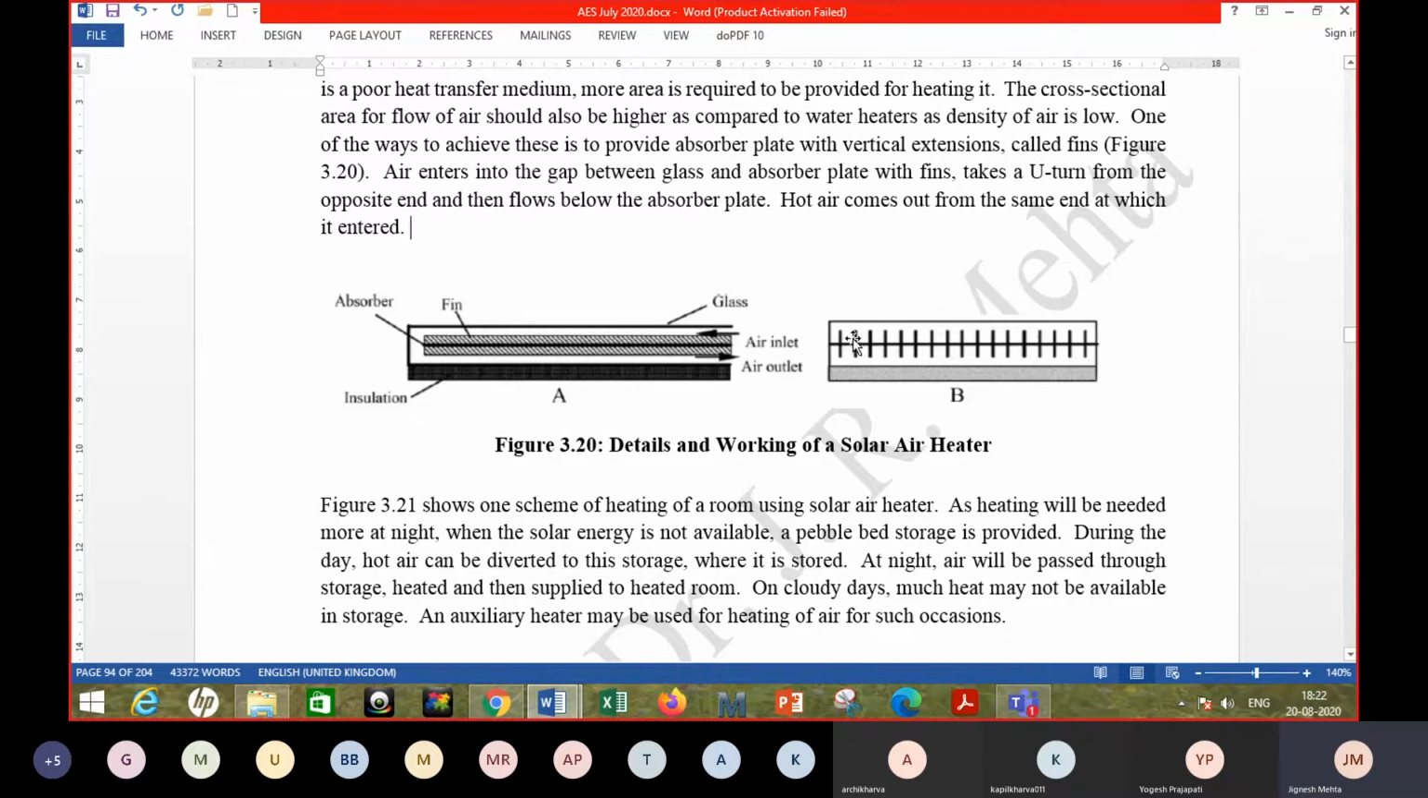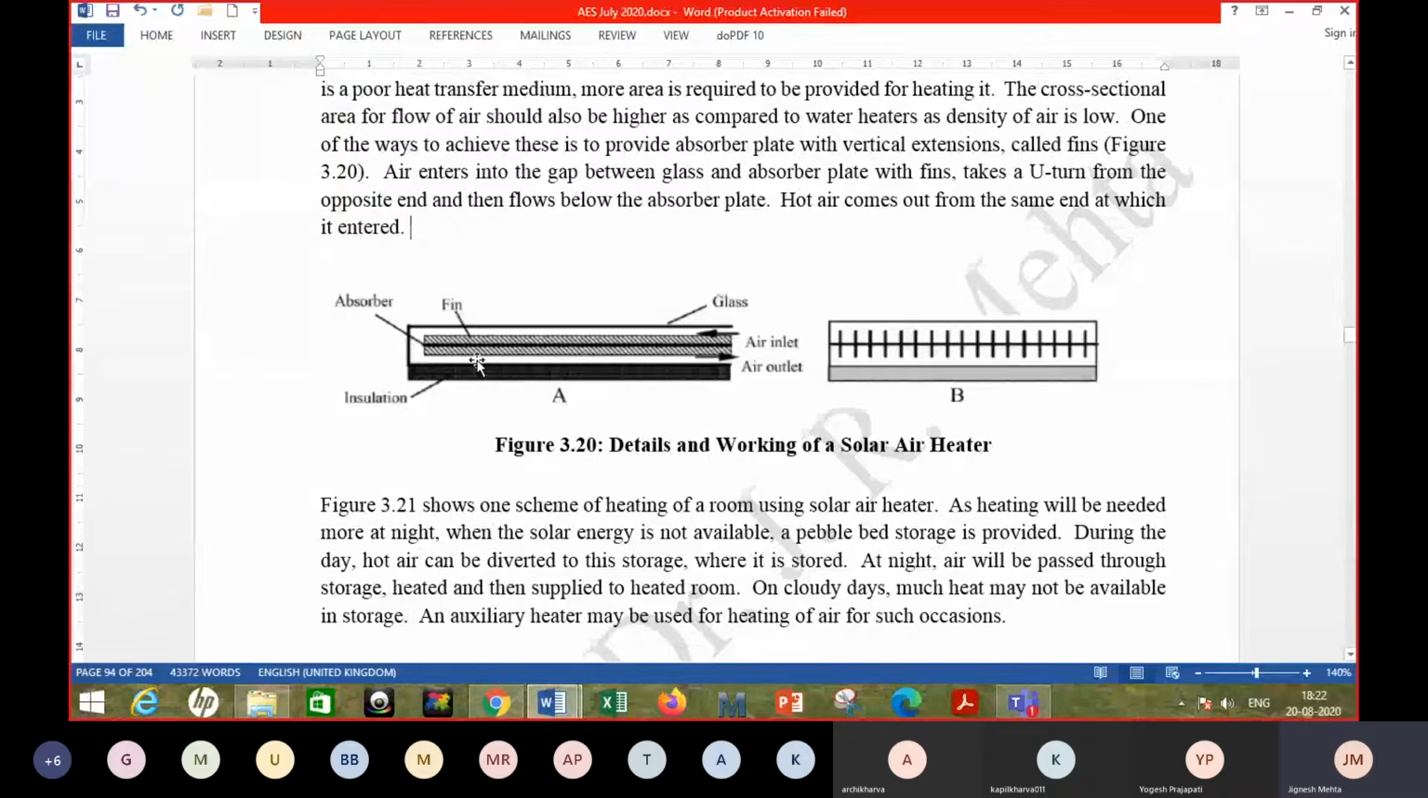So you can see the path of air here. You can see the air is entering from the top, which means there are two passes of air. Air is entering from here. It is passing through this passage here. It is making a U-turn, and then it is passing below this plate and then coming out from here.